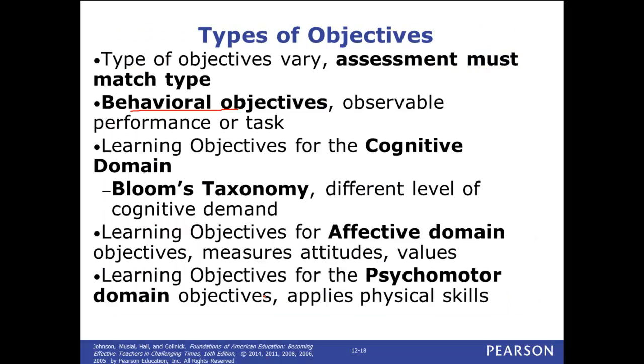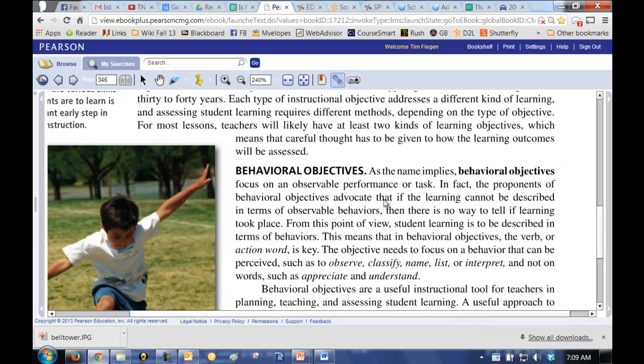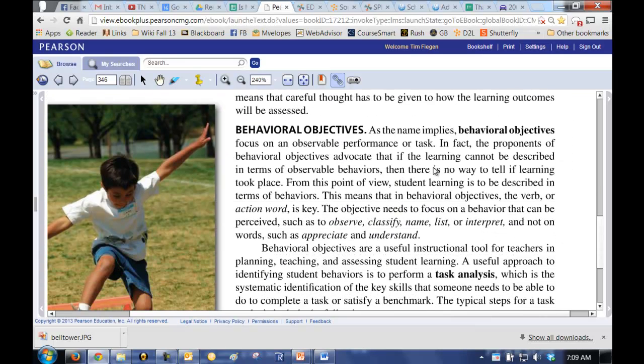Okay. So two types of objectives for each lesson: behavioral objectives and then learning objectives. And we're going to look at several different types of learning objectives. One for the cognitive, one for the affective, and one for the psychomotor. So let's first look at behavioral objectives. They focus on observable performance or task. That's what a behavioral objective is.